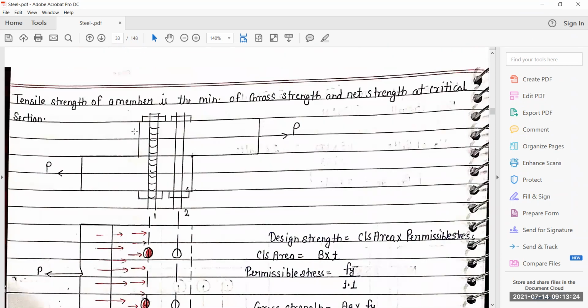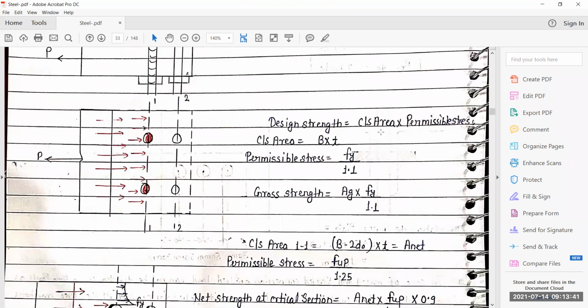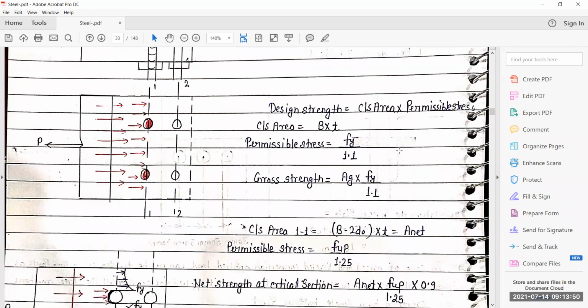Now start with tensile strength. The tensile strength of a member is the minimum of the gross strength and the net strength of the critical section. Both members are connected to the gusset plate. The design strength is the cross-section area into permissible stress. Area equals B into T, permissible stress is Fy upon 1.1. The gross strength will be Ag into Fy upon 1.1.